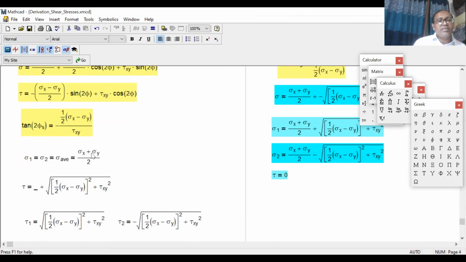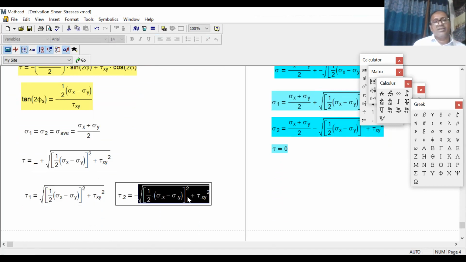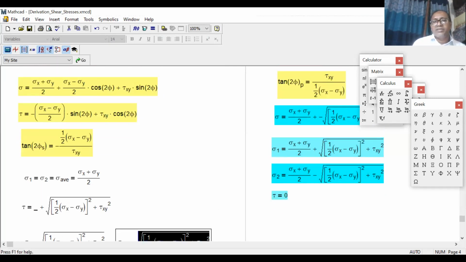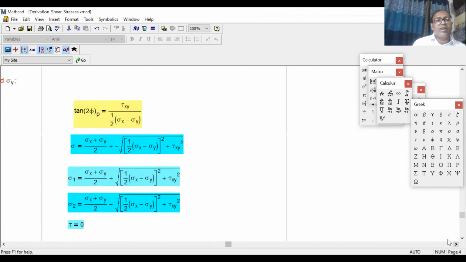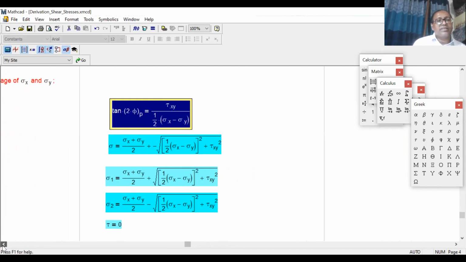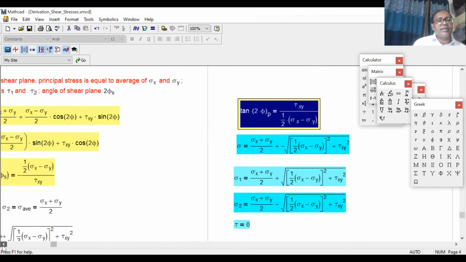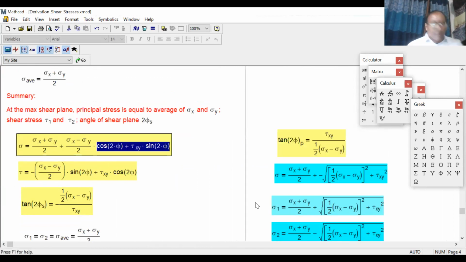And sigma 1, sigma 2 is coming, sigma average, and tau, one time you take the positive value, the other time you take the negative value. This is what I summarize for the maximum shear plane. Similarly, on the right side, the same problem I just summarized, when you apply the principal plane angle, then our mother equation is the same, two equations, right? The mother equation is these two.